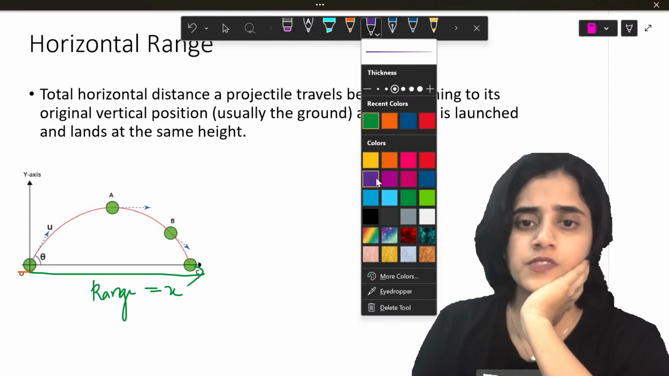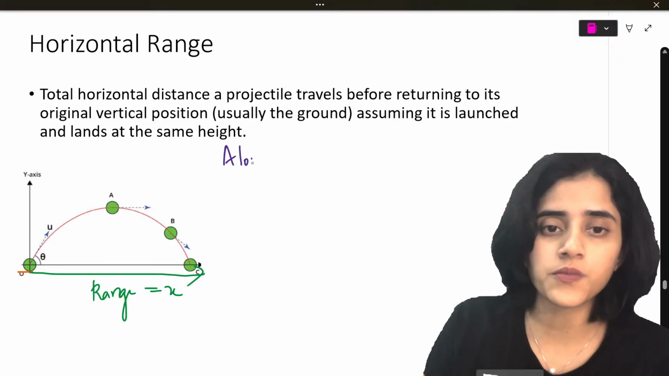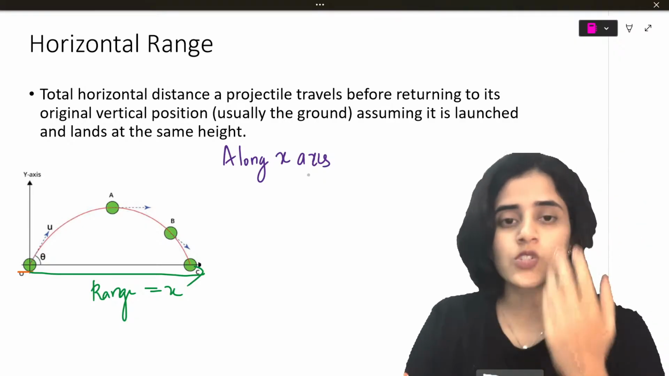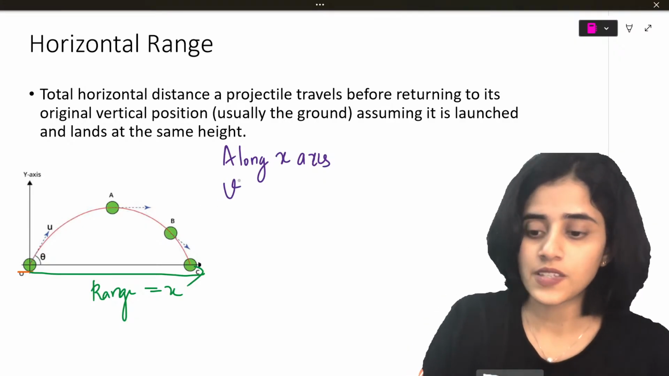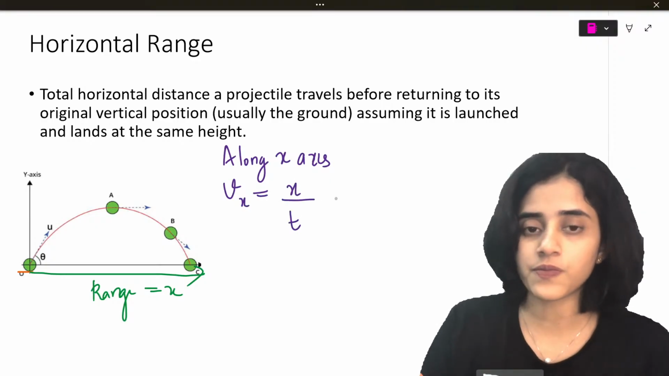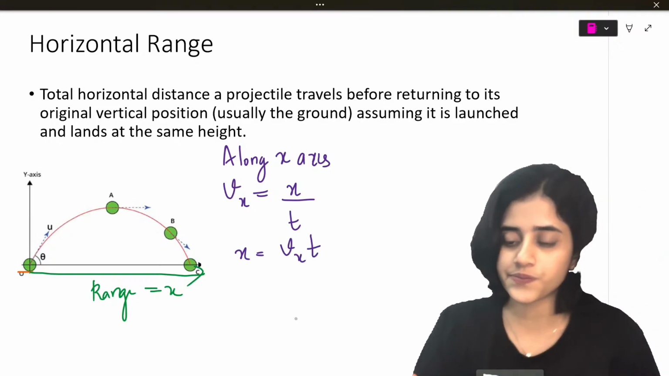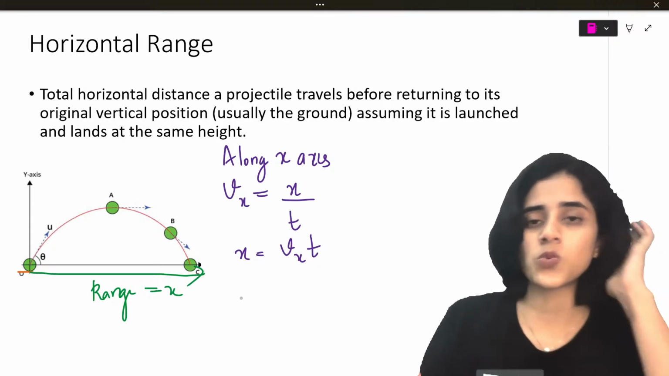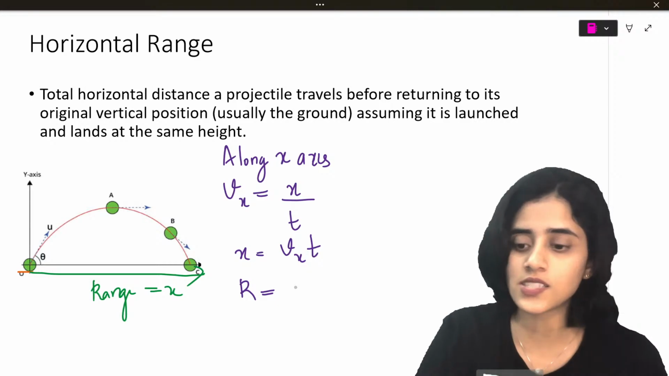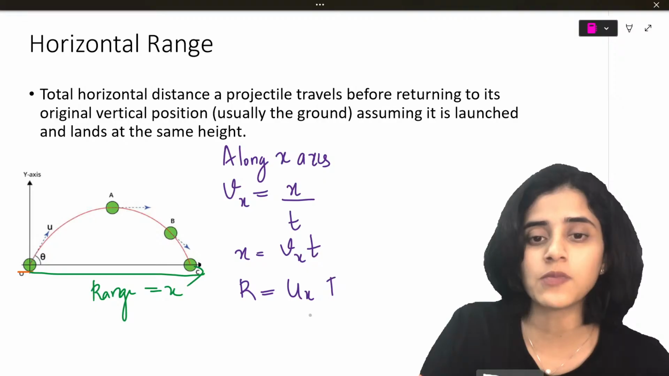Let's do it in violet. So this is along the x-axis. First thing, let's find out the speed. So the speed along the x-axis is what? Distance divided by time. So from this, distance is speed into time. Now distance is what? Distance is range. So range is the initial velocity, which is ux, into time t.